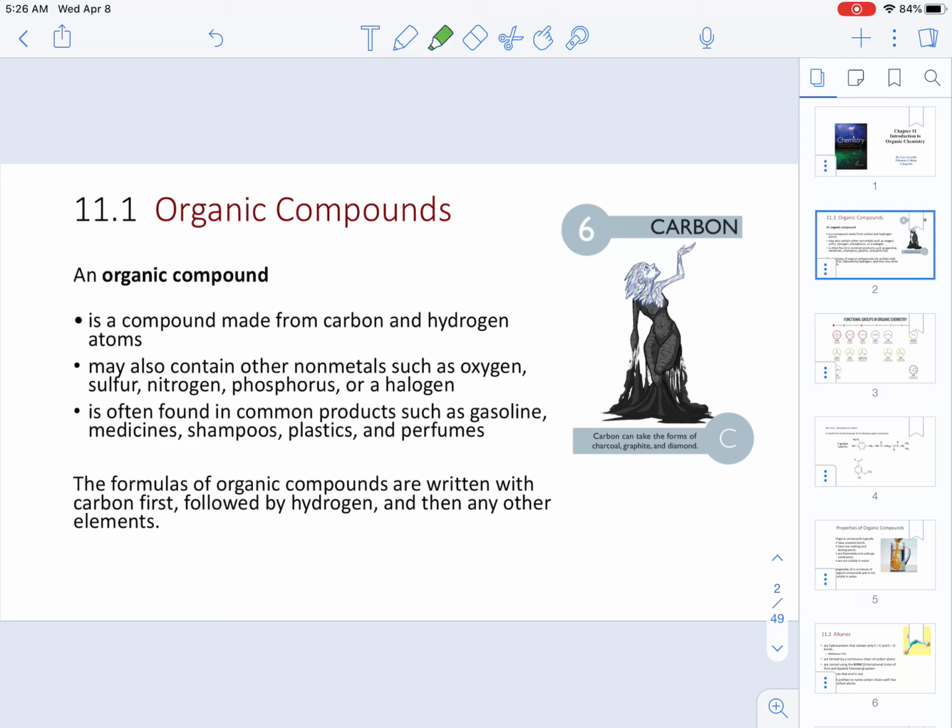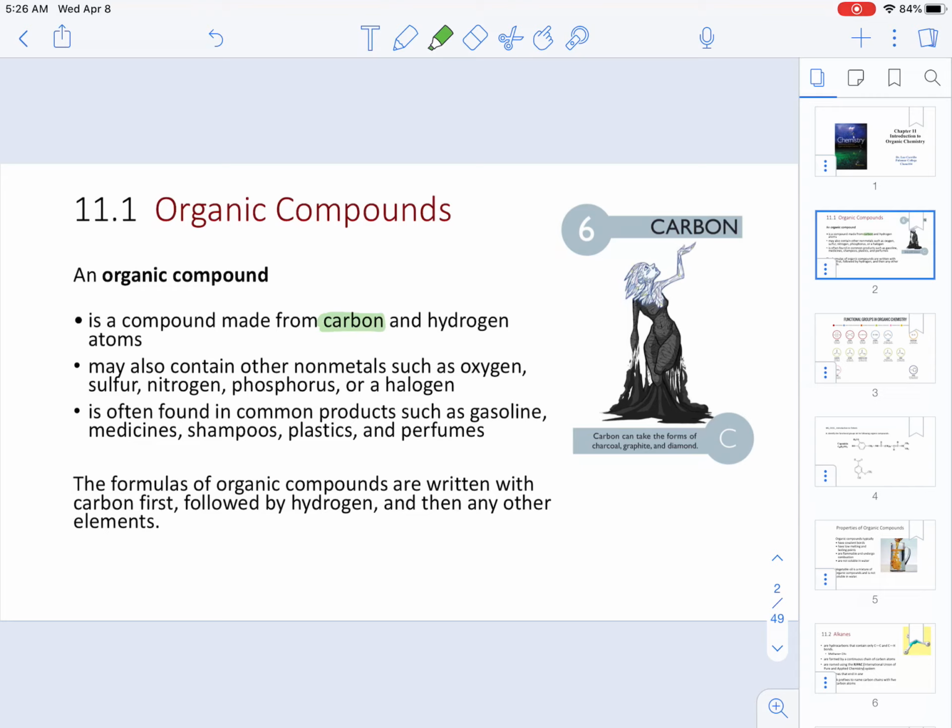So the main element that we are going to be concerned with is carbon. Now, organic compounds themselves are going to contain carbon, and in addition, we're going to see carbon atom bonded with other nonmetals, including hydrogen, oxygen, sulfur, nitrogen, phosphorus, and even halogens.